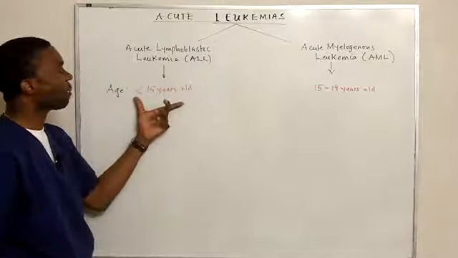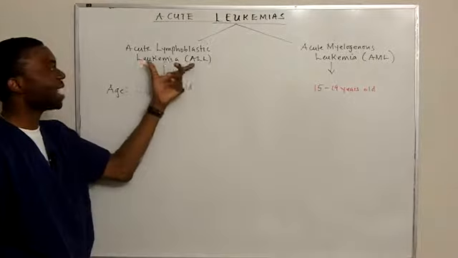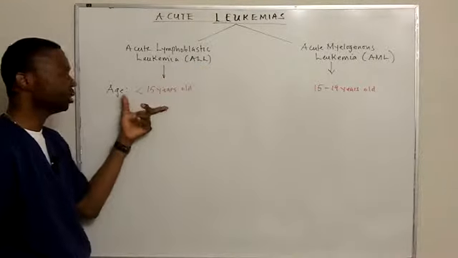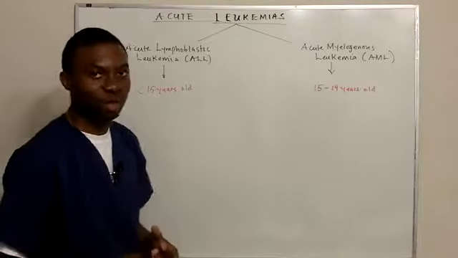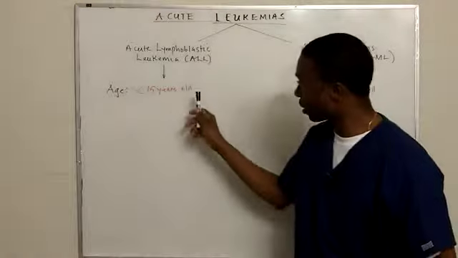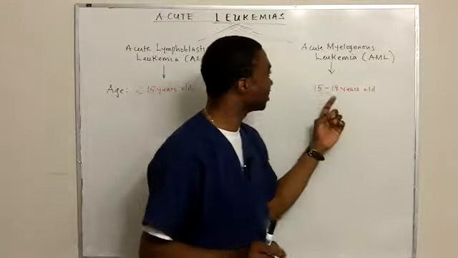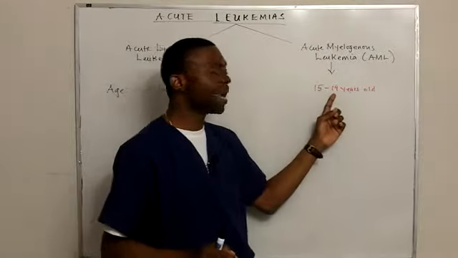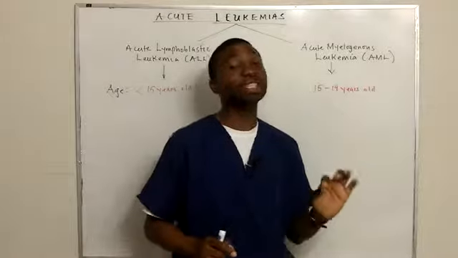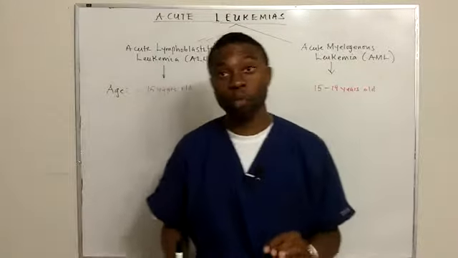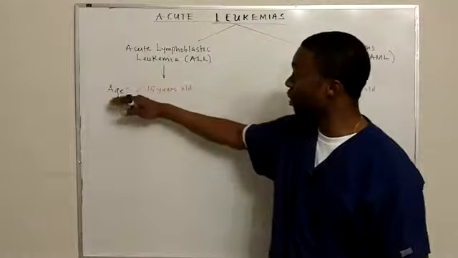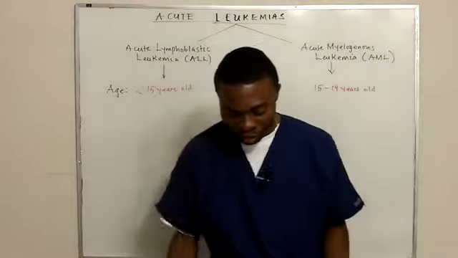What age are patients most likely to develop ALL? They're usually less than 15 years old. So that's what you want to remember. Less than 15, ALL. And for AML, the age is between 15 and 19 years old. That is a very, very important number you have to commit to memory. Less than 15, ALL.